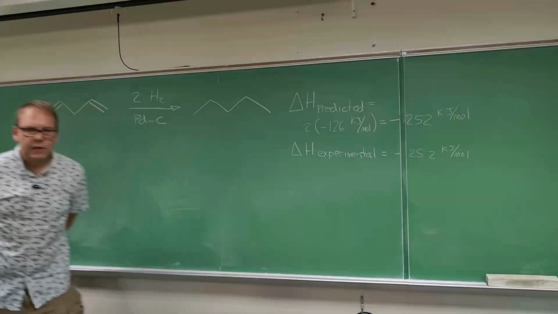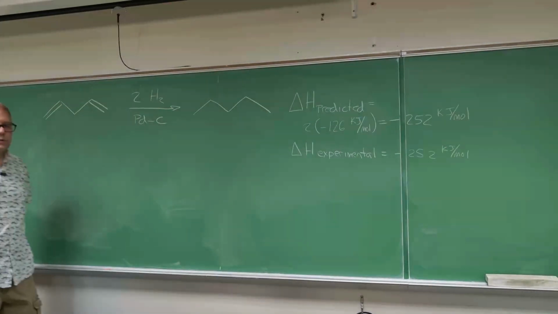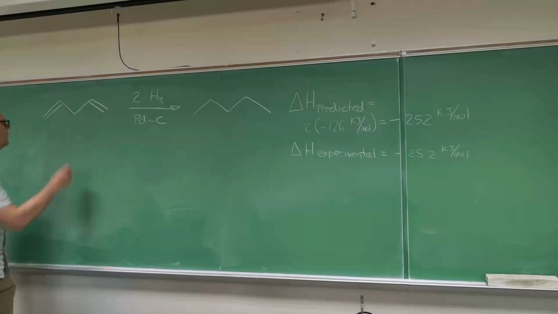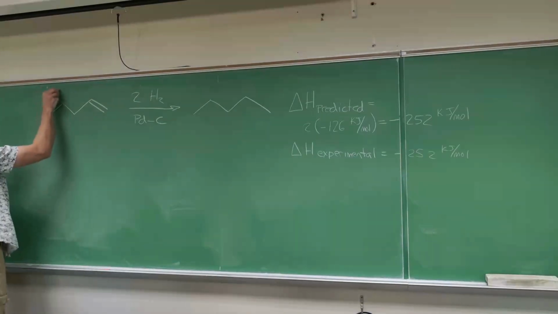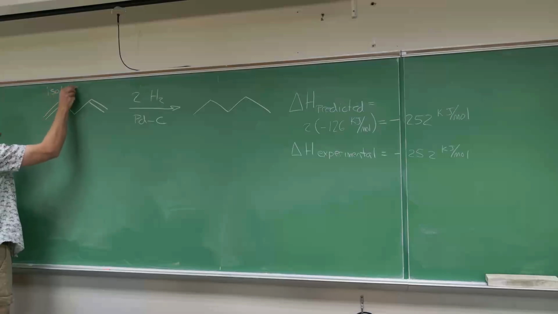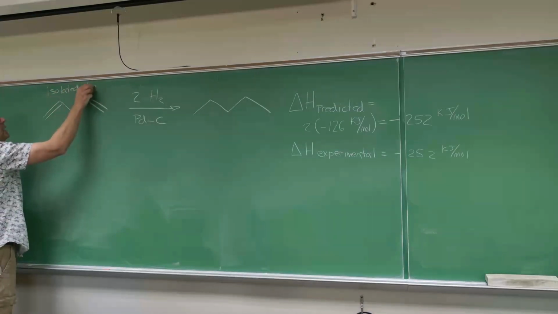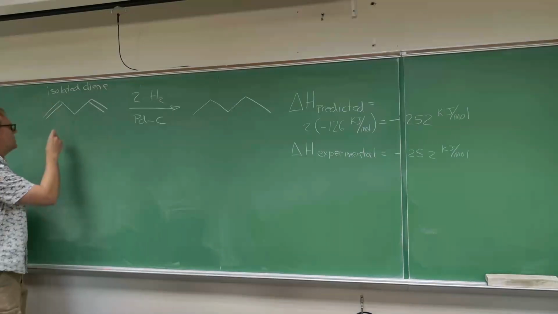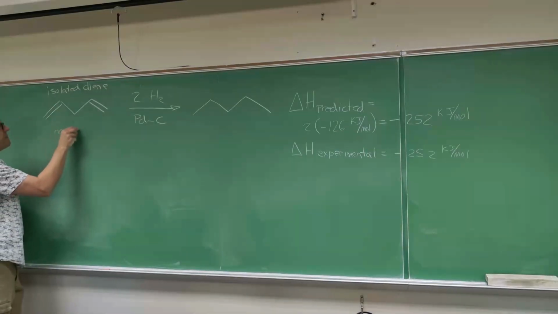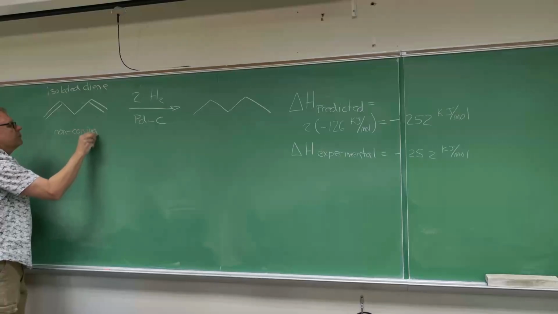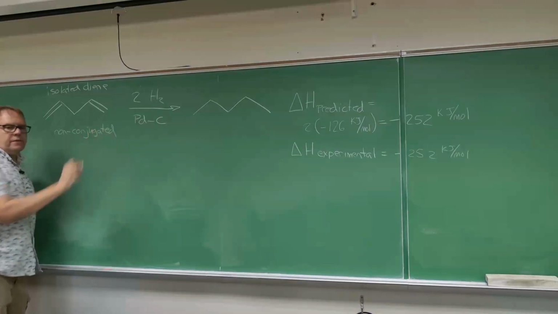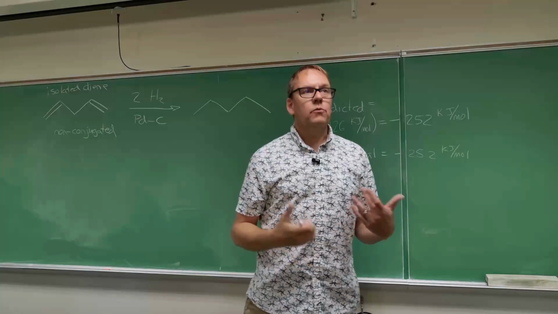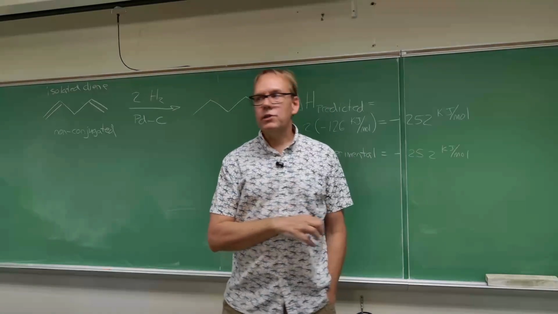So it makes us think that we understand this system pretty well. And I think we do. This is an isolated diene, meaning the double bonds aren't close enough to be conjugated. It's non-conjugated. And there's nothing funny going on, no special kinds of energy results. But now let's take a look at a conjugated variant.